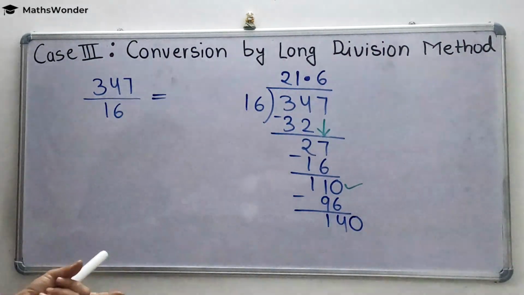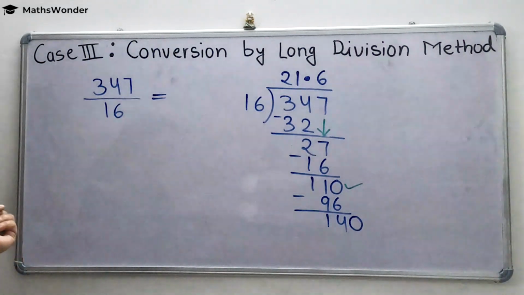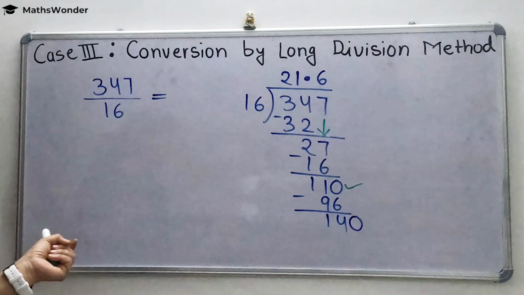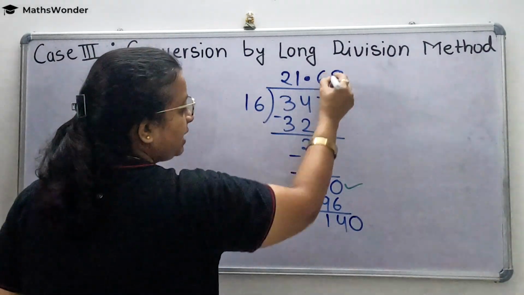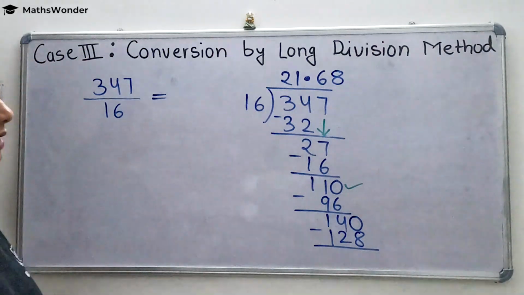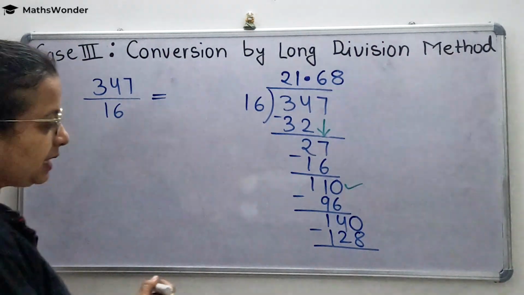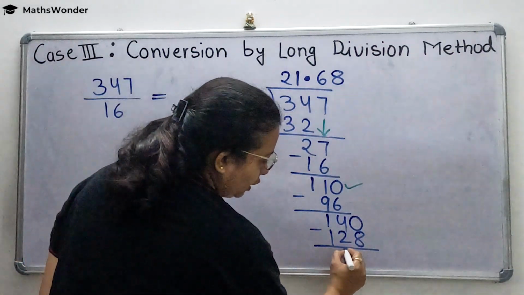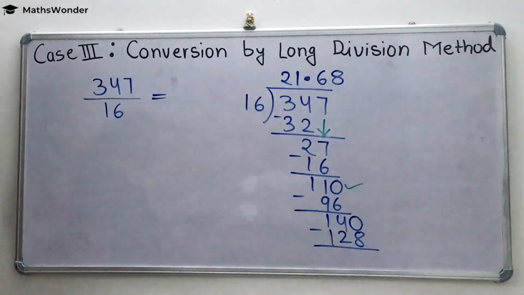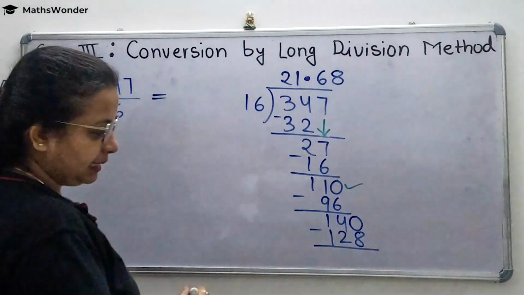So 16 times what will give 140 or less than 140? So 16 times 8 will give 128. Again you will subtract 128 from 140, so it will become 12. Okay, 12.